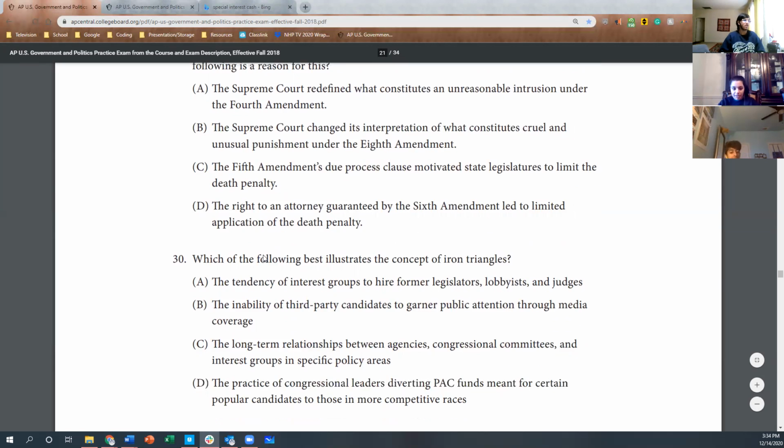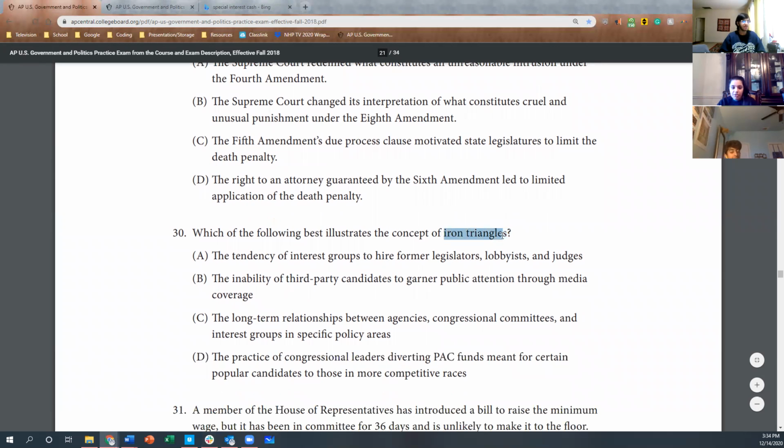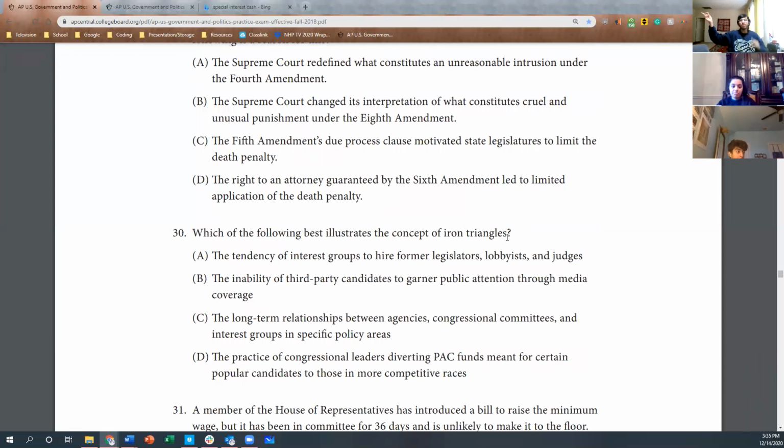Good. Okay. Iron triangles. Do you remember this one? I do not. Iron triangles is between interest groups, bureaucracy, and Congress committees. Oh. Okay, so not A. Not B. I think it's C, because we talked about it. Also, the other ones don't make sense. Yeah.